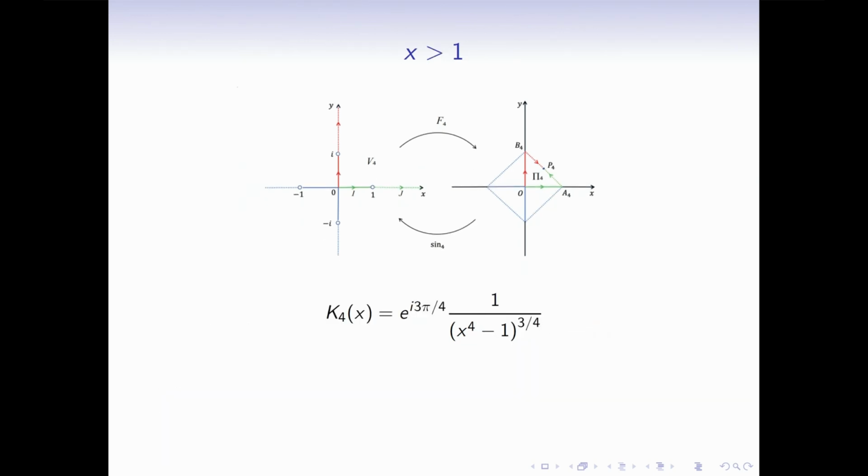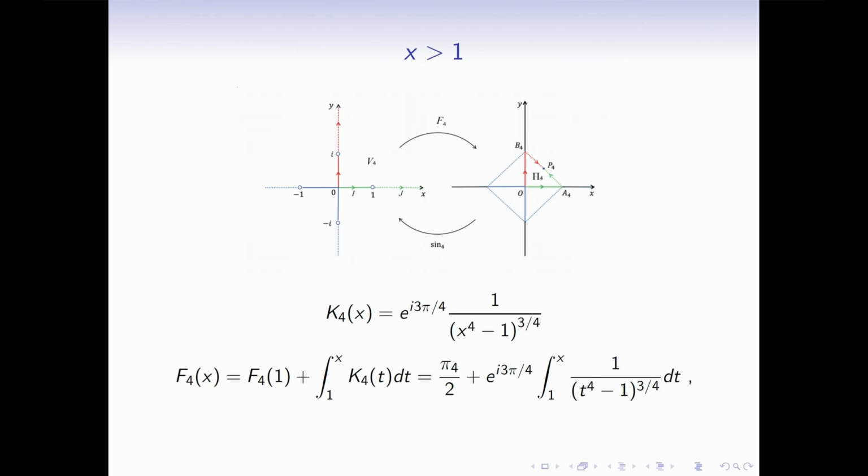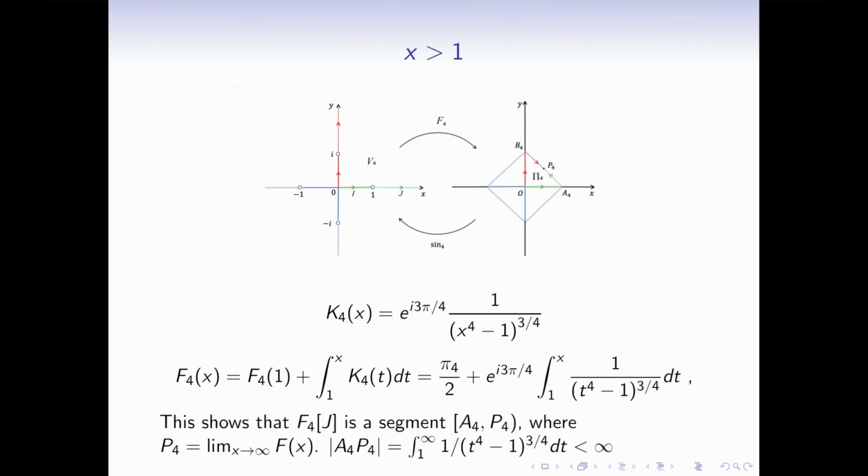For x greater than 1, when you try to analytically extend it past 1, the input is a real number, but the output is a complex number, because there is a branch of the power function, and for continuity, you have to introduce that phase factor e to the i 3 pi over 4. Which means the output values go up in that direction, in the direction of a_4 to P4. So f4 of x is f4 of 1 plus the integral from 1 to x of k4 of t dt. And you work it out, and what you end up showing is that the function f4 maps the interval J from 1 to infinity to that little green part there, from a_4 to P4.